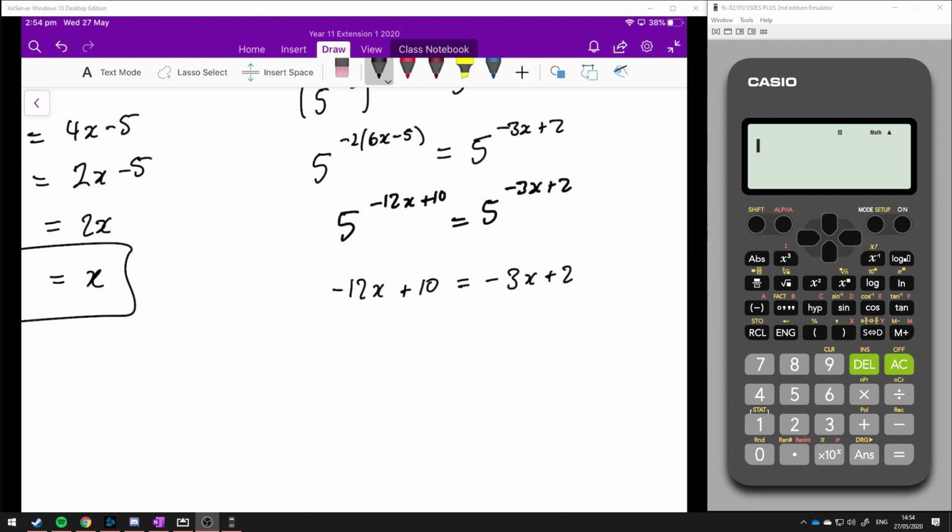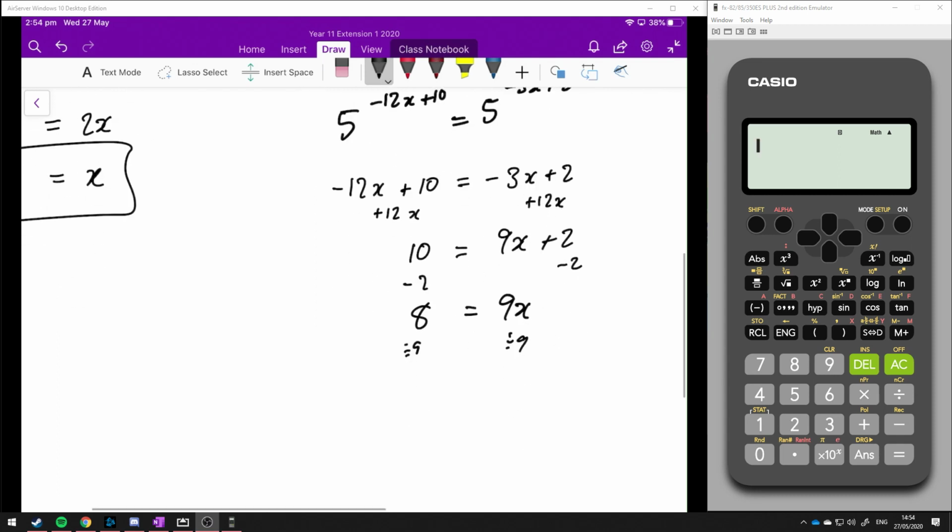To continue, I'm going to start off by adding 12x to both sides, and that's going to give me 10 is equal to negative 3x plus 12x, which is 9x, plus 2. I'm going to subtract 2 from both sides, and I'm going to get 8 is equal to 9x. Then I'm going to divide both sides by 9 to eliminate the 9 from the right-hand side, and that would give us x is equal to 8 over 9 as our final solution.